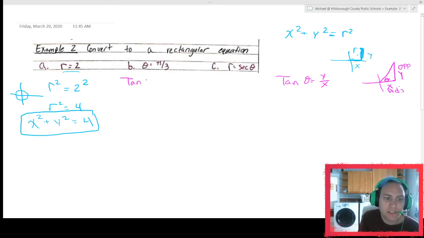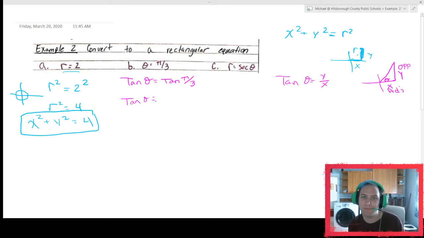So what I can do is take the tangent of both sides in this problem. Take the tangent of theta so long as I take the tangent of pi over 3. As long as I do it to both sides, it's totally okay. So tangent of theta, can't do anything with it because I don't know what theta is, but I can take the tangent of pi over 3.